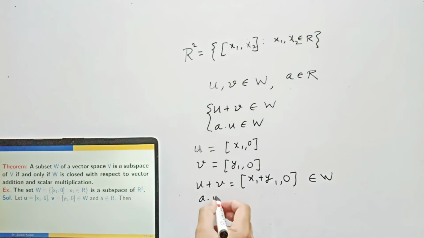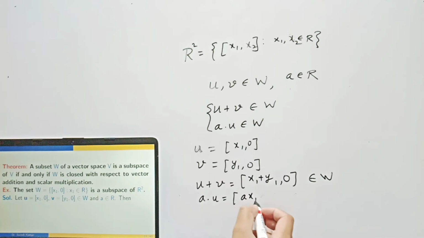Likewise, you can check a dot u means (a x1, 0). This also belongs to W. So W here is closed with respect to vector addition as well as scalar multiplication. So it is a subspace. You can see the solution here also.